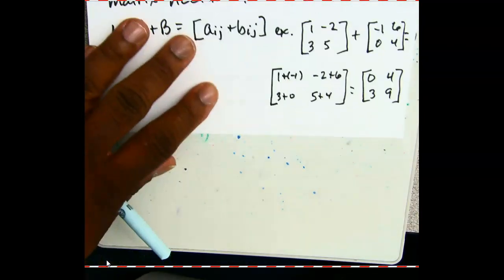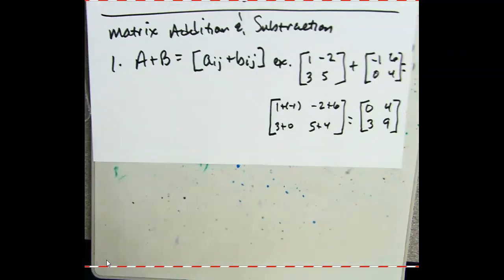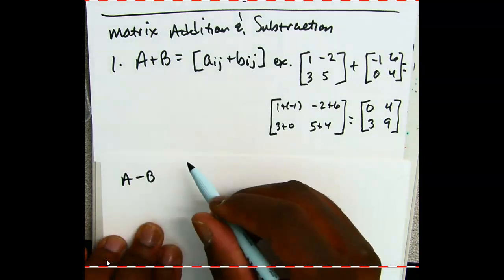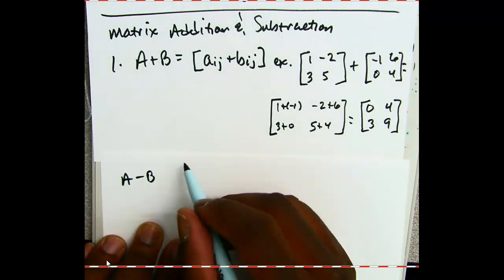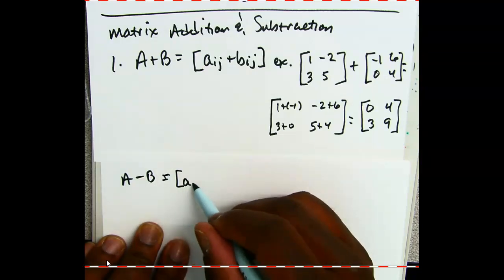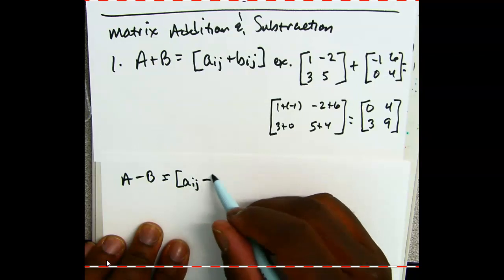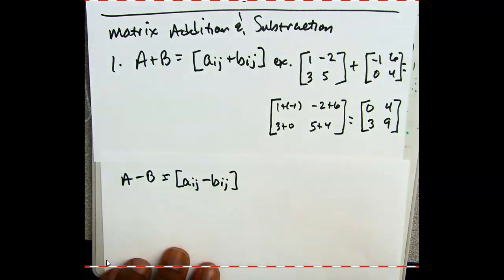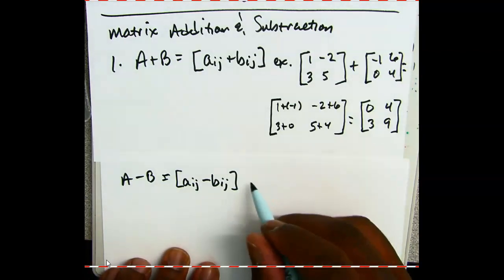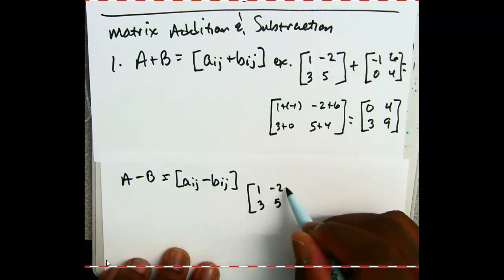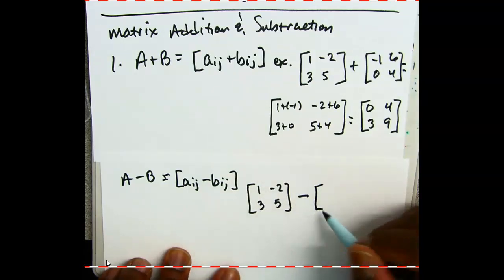Now, using the same matrix A and B, how about A minus B? So A minus B would be every element in A minus the element in B that match up. So in this case, this would give us 1, negative 2, 3, 5, minus negative 1, 6, and 0, 4.